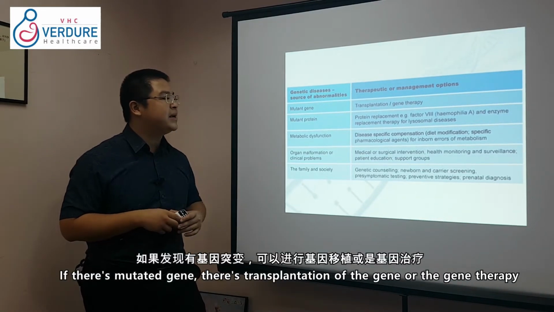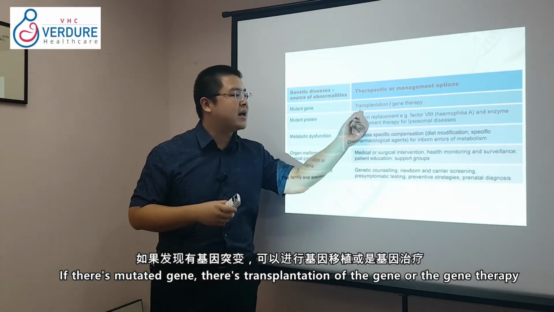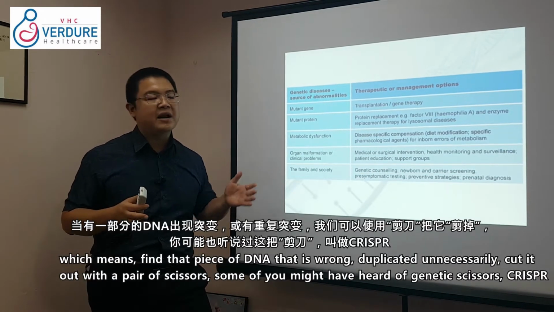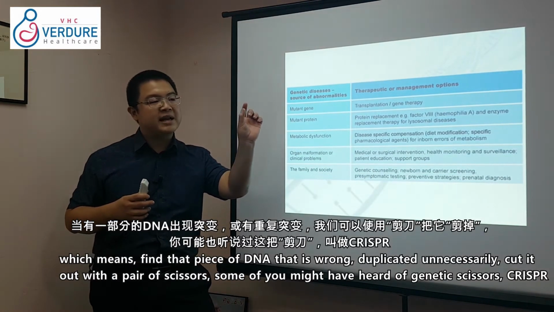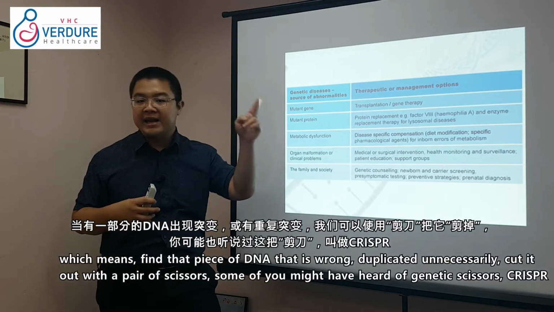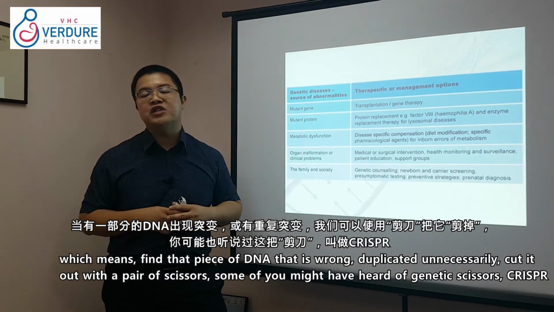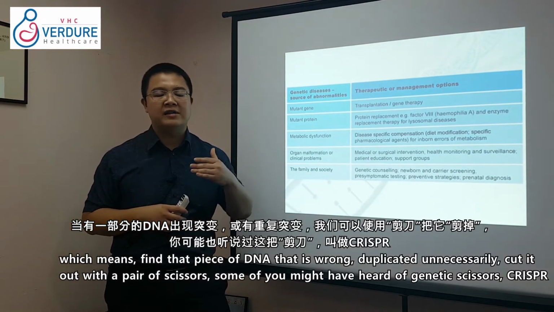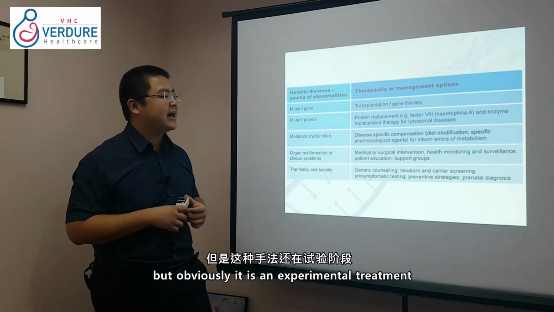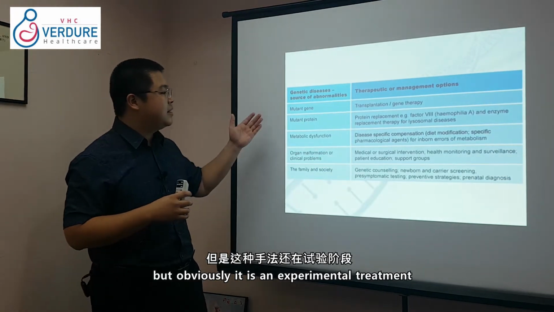So one way would be to deal with the mutated gene directly via a transplantational genetic therapy. Which means that we find that this piece of DNA is wrong, is duplicated unnecessarily, and we cut it out using a pair of scissors. Some of you might have heard of the genetic scissors, called CRISPR. So we cut that out, but obviously that is an experimental kind of treatment.